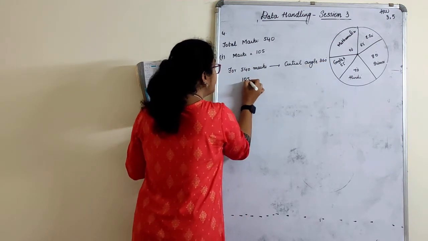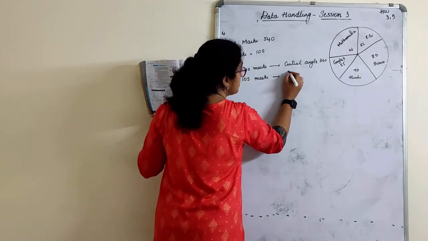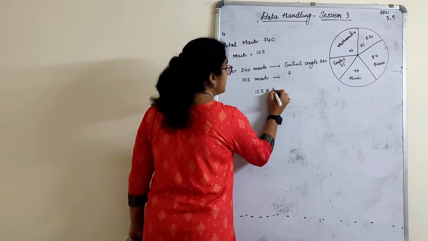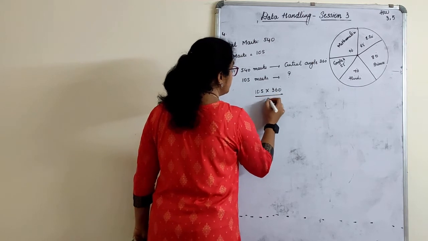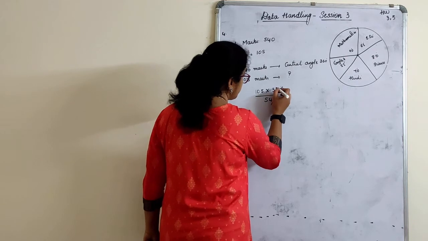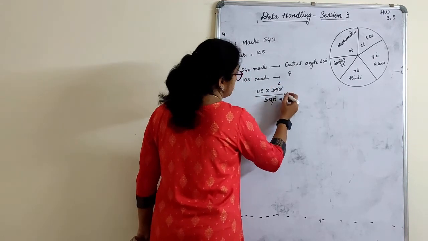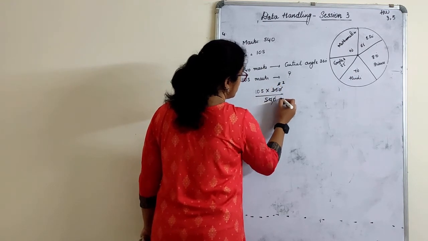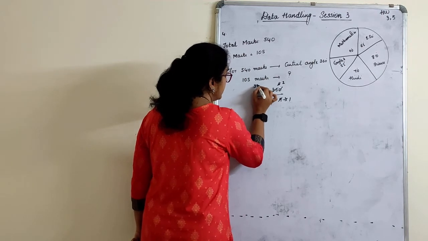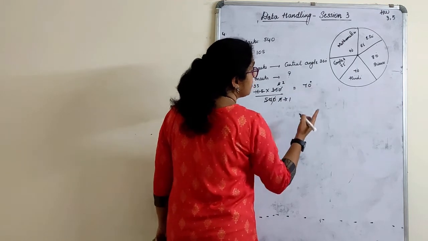For 105 marks, what is the central angle? So this is 105 into 360 divided by 540. 6 6s are 36, 3 2s are 6, 3 3s are 9, 3 5s are 15, 35 2s are 70 degrees. That is nothing but Hindi.